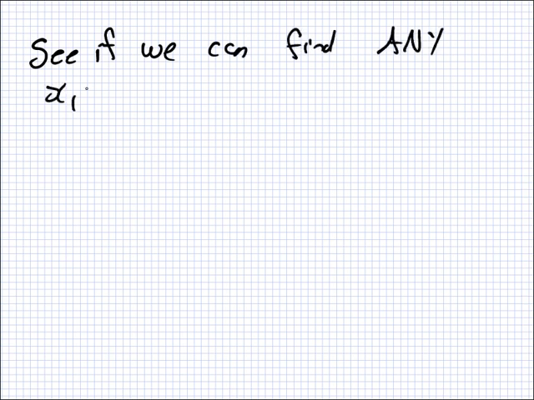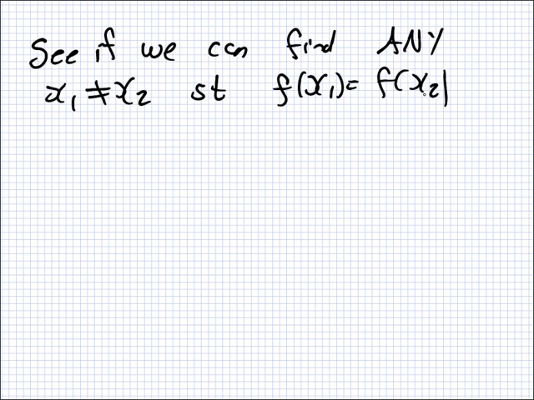So what we'll do is we see if we can find any x1 not equal to x2 such that f(x1) equals f(x2). So tell me, if we can find two different x's, but f(x1) and f(x2) are the same, then what have we found? Is it one-to-one or many-to-one? Many-to-one, yeah. And if we can't do this, then it must be one-to-one. Okay, so let's see if we can do it.